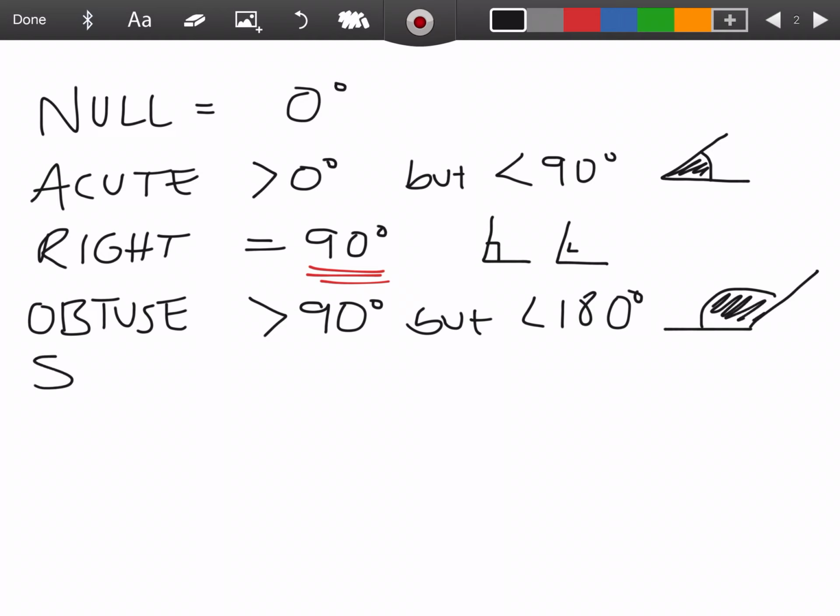A straight angle then is our next one, which is exactly 180, and it's called a straight angle because it's a straight line. You can imagine you've got your 180 in there.